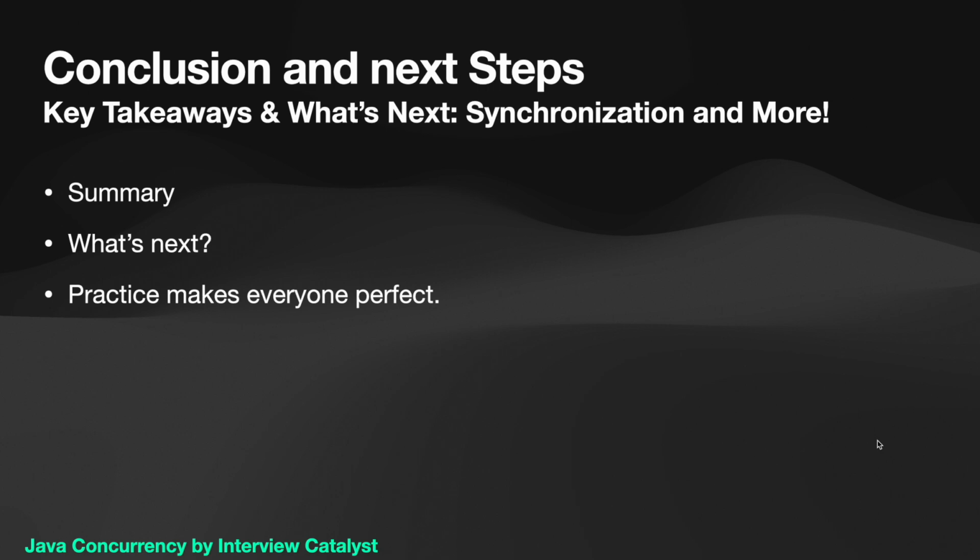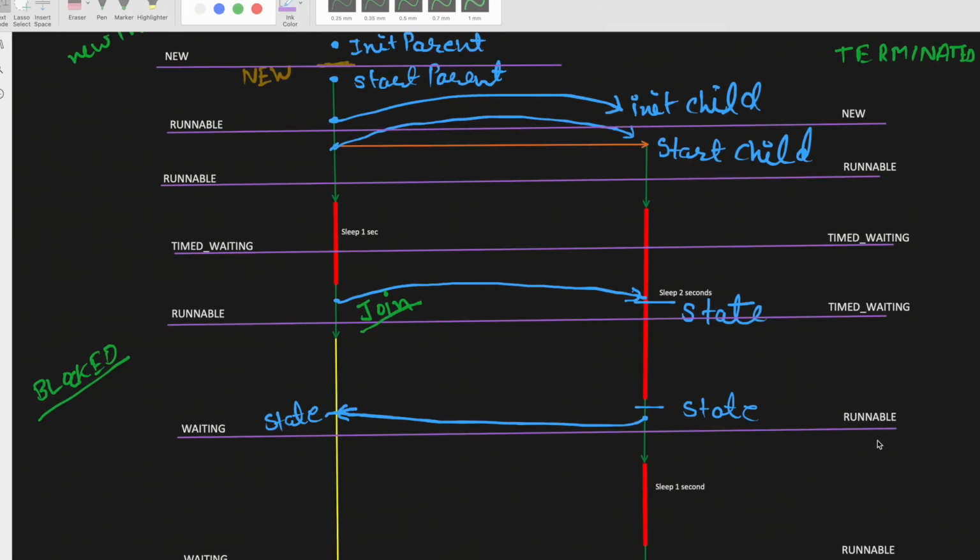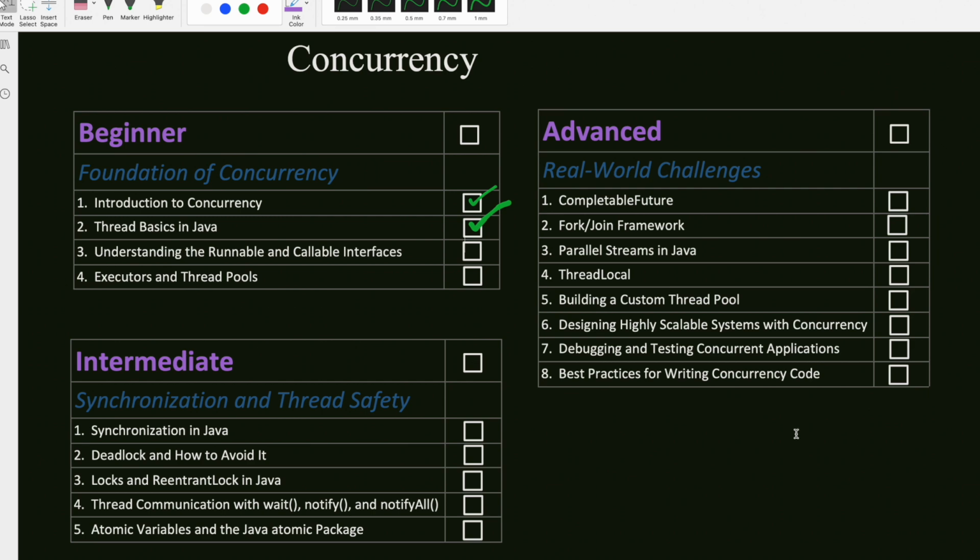So in the next video, we are going to discuss understanding the Runnable and Callable interfaces. So I encourage you to practice by writing your own threads. Start with simple examples, calculating sum or processing different parts of collections in parallel. Experiment with creating multiple threads and managing them effectively.